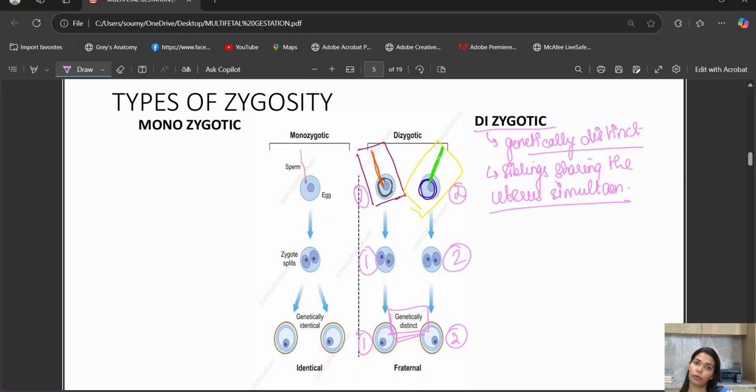What is going to be more common, dizygotic or monozygotic twins? How many identical twins do you know? Very few. But you may know a few dizygotic twins. Now, dizygotic twins are also called fraternal twins. They are also known as fraternal twins, and dizygotic twins are more common. Now tell me the frequency of dizygotic twins. How often do they occur?